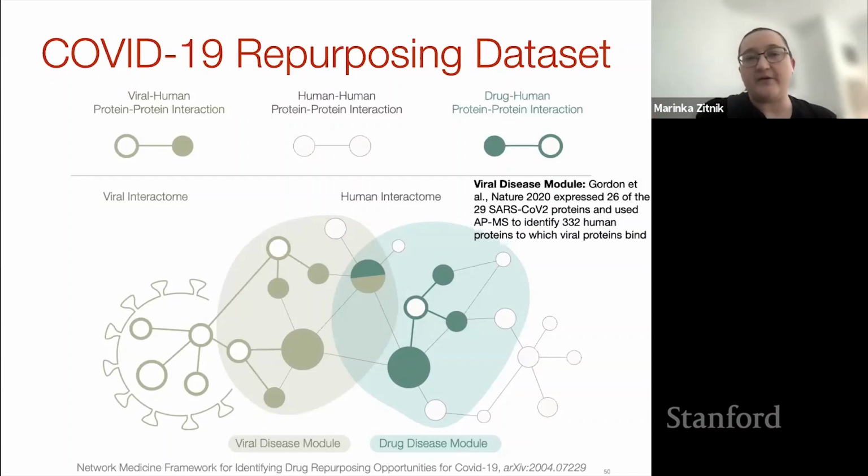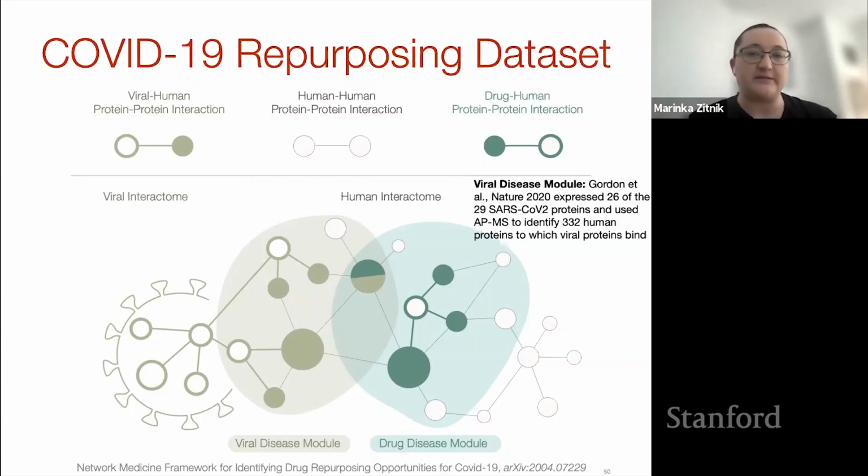So these are known as viral human protein interactions because there are actually interactions between the virus and humans. The second important information was on what are other proteins that those attacked proteins interact with. So that is the human interactome network or the human protein-protein interaction network. And the third piece of information was the information about existing drugs on the market.